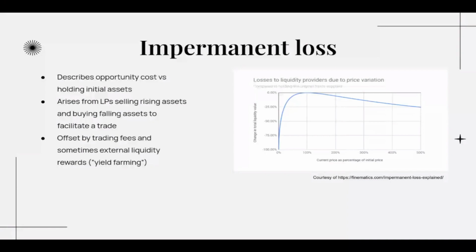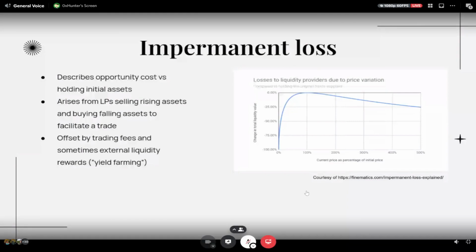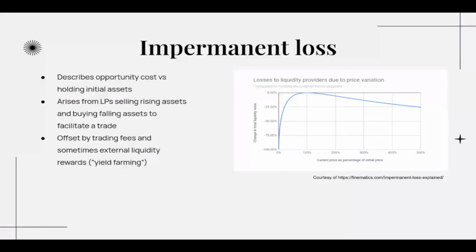You kind of have to be active when you're providing liquidity, because if the price changes a bunch and you're just looking at profit, then maybe you could have done better just holding. So it kind of needs to be within a certain range for the fees to offset the impermanent loss for a certain amount of time.